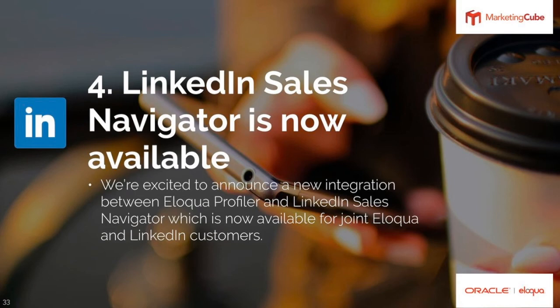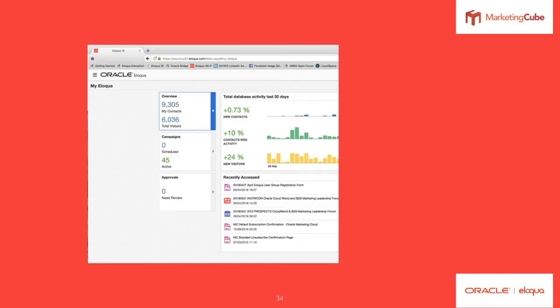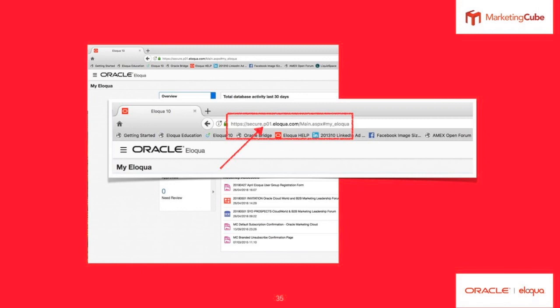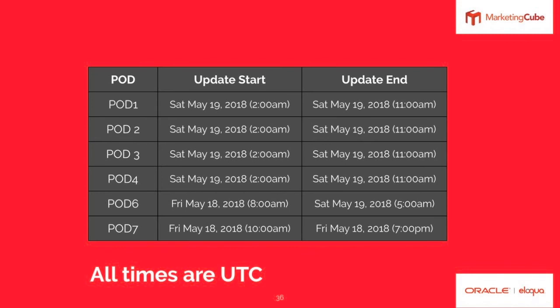But the other thing to look at and focus on is when is all of this happening. The key thing to understand with any of these updates is which pod you exist on, your instance of Eloqua. So how do you find your pod number? Your pod number is actually in your URL. For us, you can see we're on pod 1, which is P01. So if you have a look at your URL within Eloqua, you'll be able to see quite clearly where you are. And then this information will make a lot more sense to you.